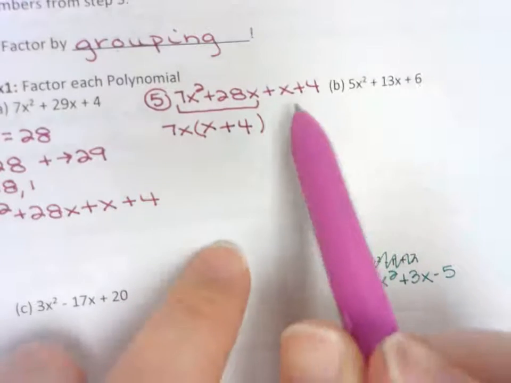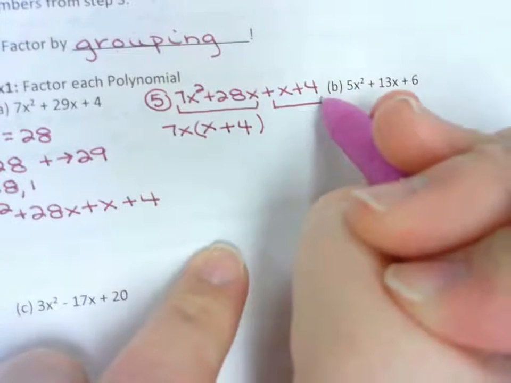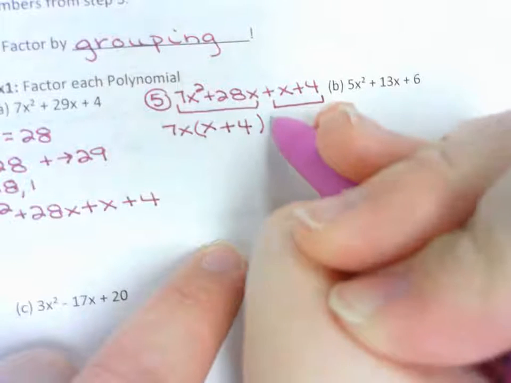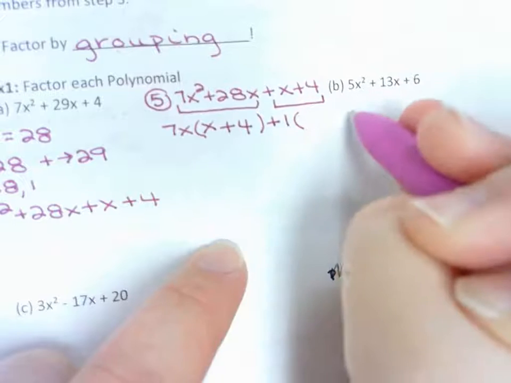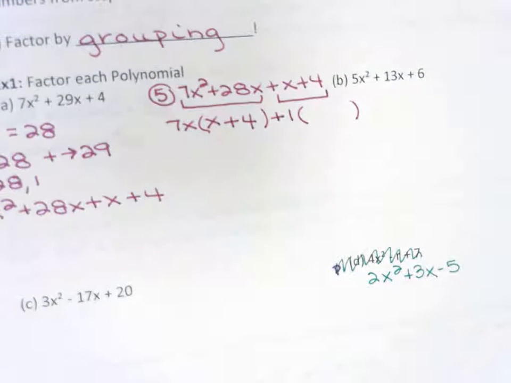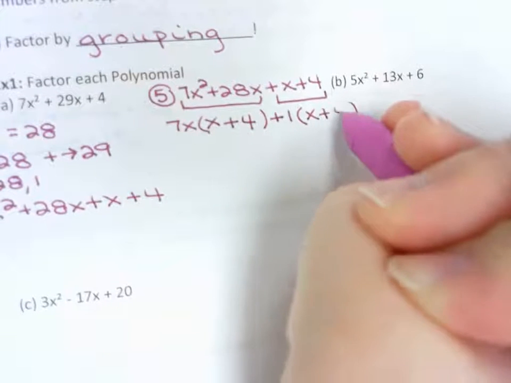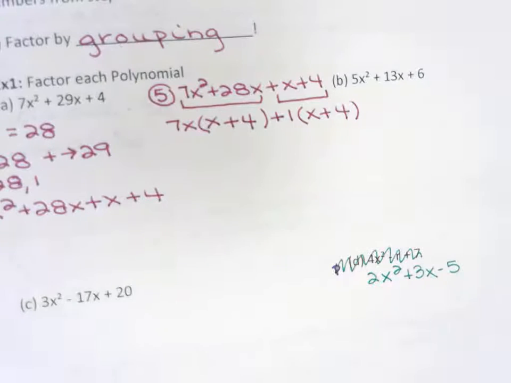Now I look at my last 2. What is the GCF of x and 4? 1. Put a 1 out front. Be careful. If it's a 1, you have to bring a 1 out front. We've done it before. I have an x plus 4 left because if I multiply anything by 1, it just gives me back the same thing. So I have an x plus 4 left.